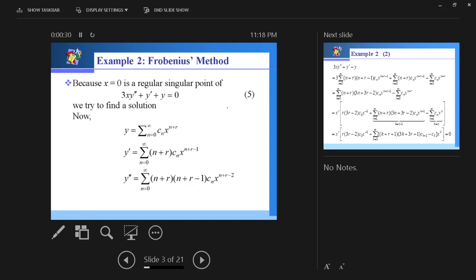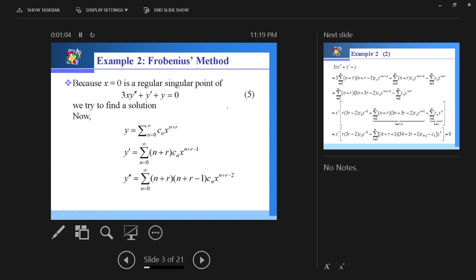Today's topic is a Frobenius method example. We have a second order linear differential equation: 3xy'' + y' + y = 0. Because x = 0 is a regular singular point of this equation, we try to find a solution.